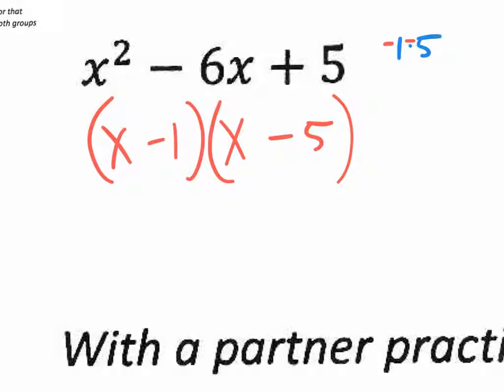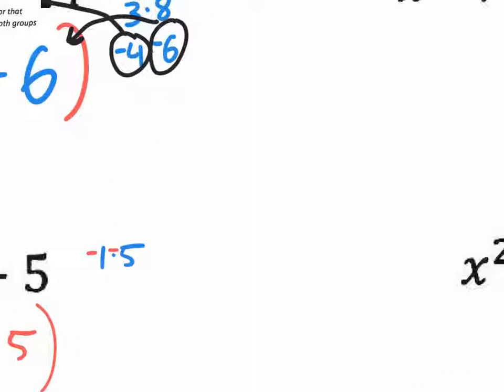That's it. And if you wanted to double check your answer, you could always distribute. Say x times x is x squared. X times negative 5 is negative 5x. Negative 1 times x is negative 1x. The negative 1x and the negative 5x combine together to give you negative 6x. But anyway, it's really super easy. The shortcut is what times what is the c value that if you combine together is the b value.